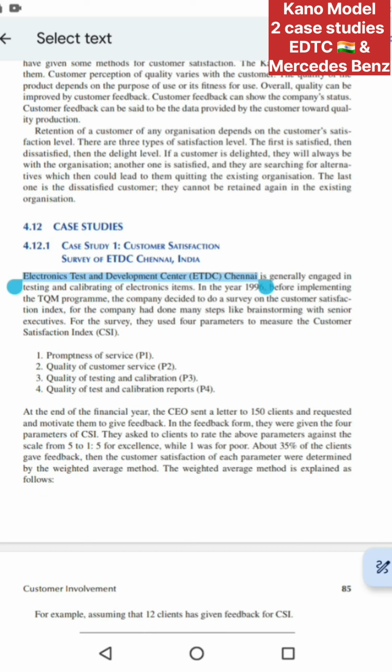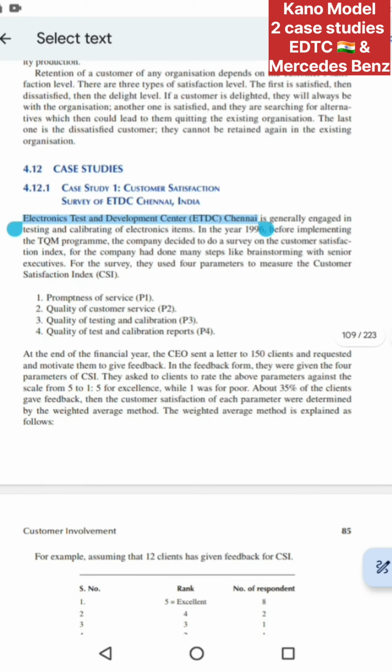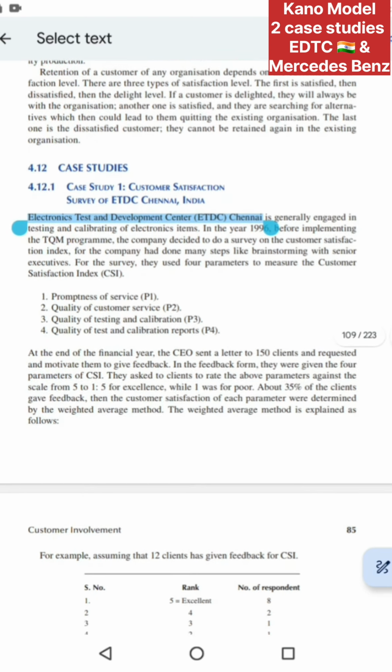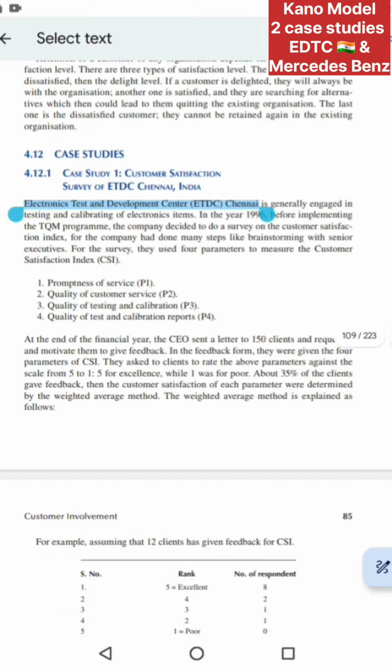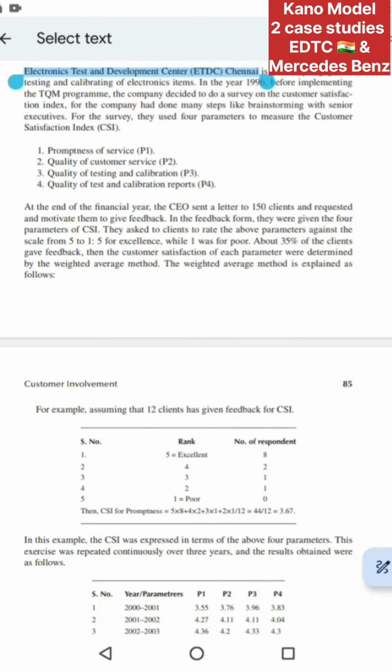and it is a customer satisfaction survey at EDTC Chennai, India, the electronic test and development center. EDTC, as you all know, is generally known for testing and calibration of electronic devices. Back in 1996 they wanted to implement total quality management when it comes to customer satisfaction. They found that Kano would be the better suit for them.